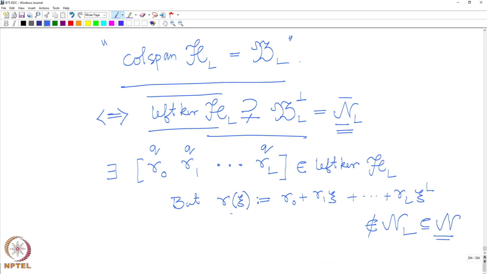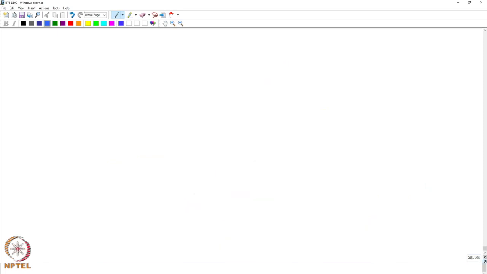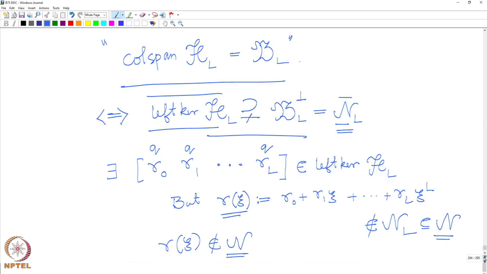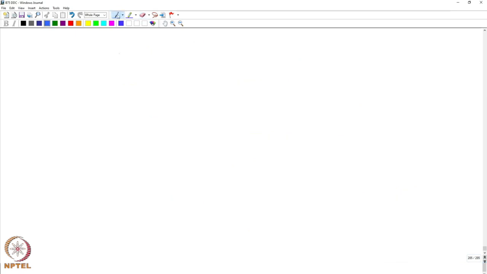So that means I do not have R(xi). I am saying that this R(xi) is not an annihilator. Let me spell it out clearly, not an annihilator. So let me write it on the next page. That is, R(xi) is not an annihilator. This will lead to some contradiction.